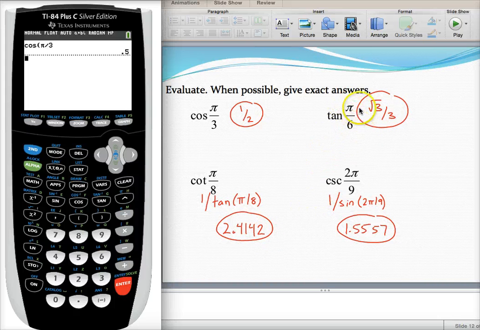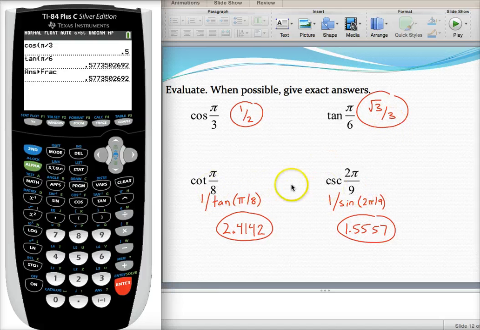Pi over 6, again, is a special angle. Pi over 6 is 30 degrees. So I will not use a calculator. I'll look that up in my chart and find my exact value to be the square root of 3 over 3. If I try to do that on a calculator, you'll see that I will get an irrational decimal. It's equivalent to square root of 3 over 3, but even if I try to change that into a fraction, since it's irrational, it's impossible to write it as a fraction. It won't do it for you. So I don't want that decimal, I don't want 0.577. I want square root of 3 over 3.